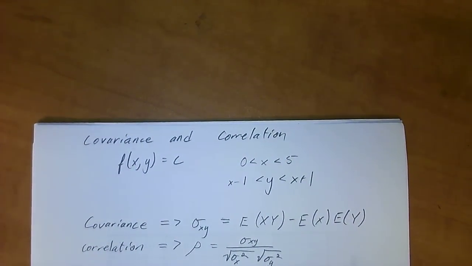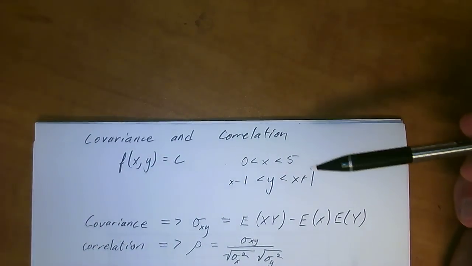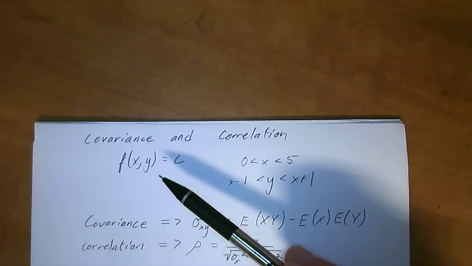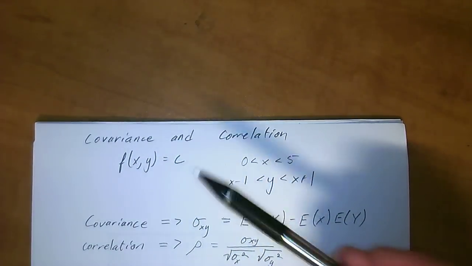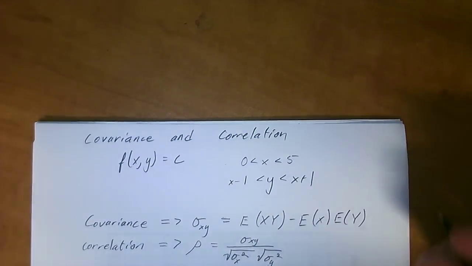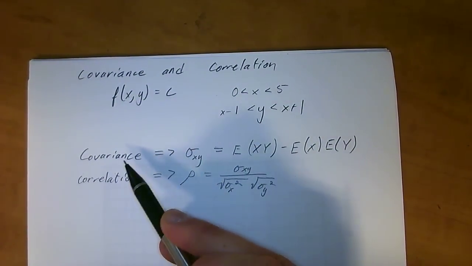Okay, hello everyone and welcome to Probability and Statistics. We're going to do a covariance and correlation problem for a continuous random variable set. Our function that we're given is c, which is actually fairly easy to start with, but we have to figure out what c is. But before we even do that, I want to introduce the equations that we'll be using.